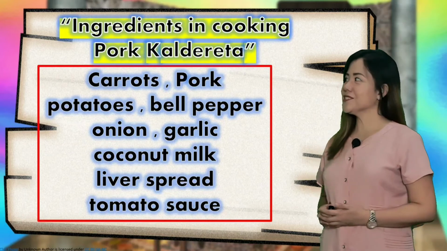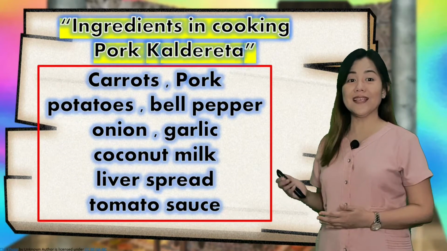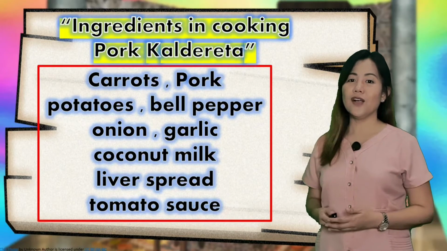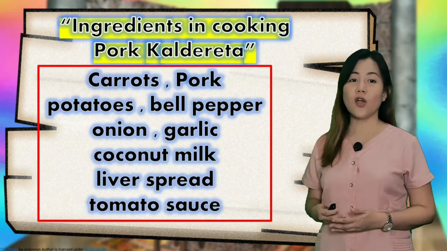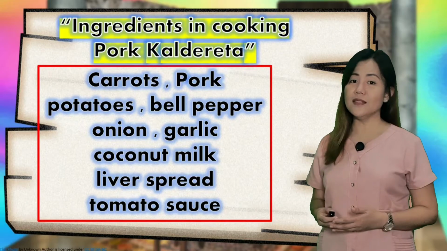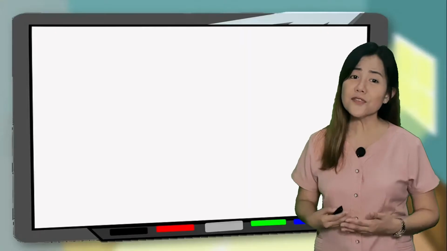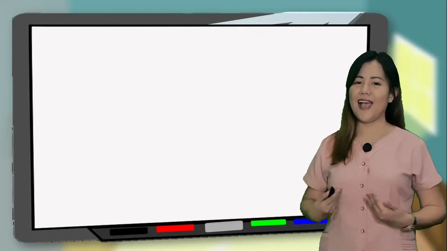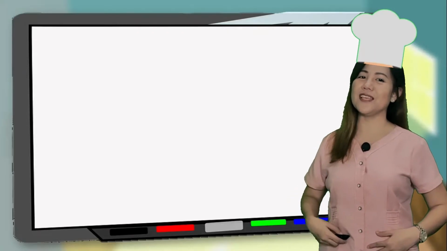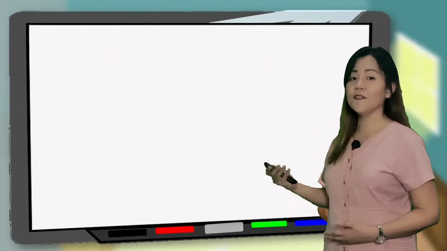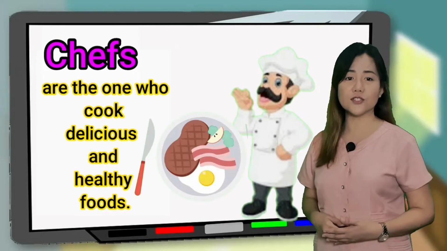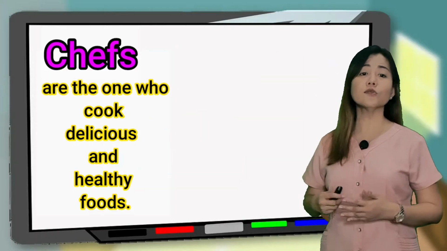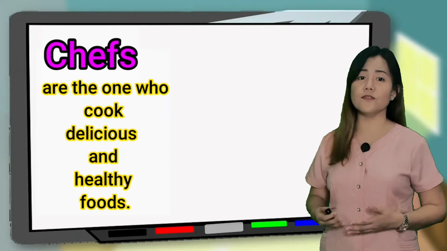These are the answers. Pork, carrots, potatoes, bell pepper, onion, garlic, coconut milk, liver spread, and tomato sauce. Thank you for helping me find the right ingredients in cooking pork caldereta. I am your teacher chef today. By the way, chefs are the ones who cook delicious and healthy foods. They use different ingredients to cook healthy foods or different foods.